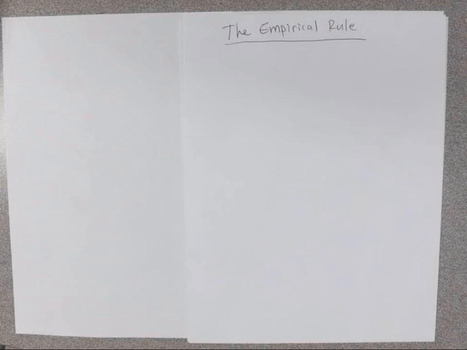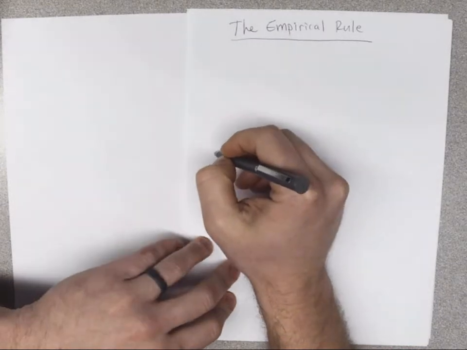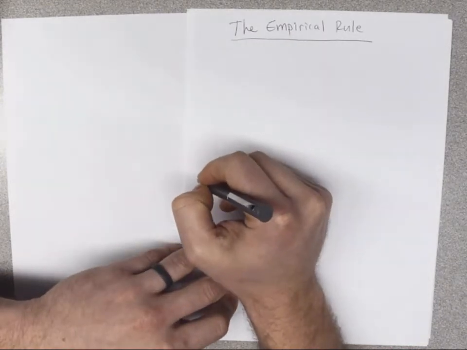Now that we've talked about the mean and the standard deviation, there's a great tool that we can use as a result. We can now combine these two things and use it to get a good idea of the probability of observations that lie within one or two standard deviations from the mean. And the easiest way to show you this is to draw a graph.